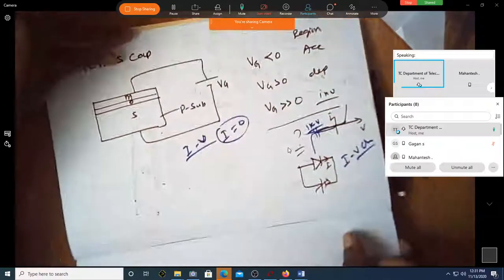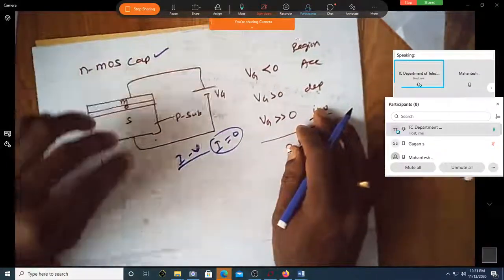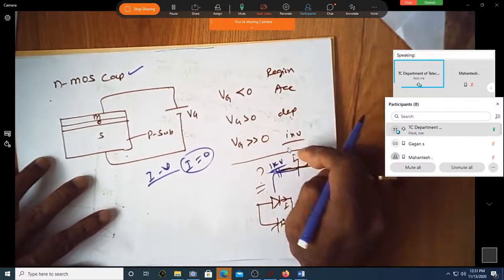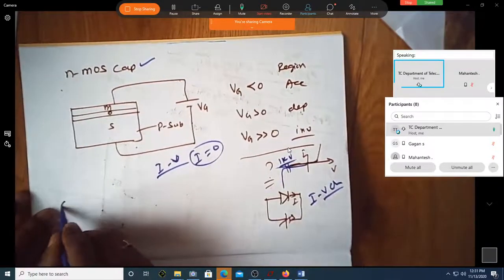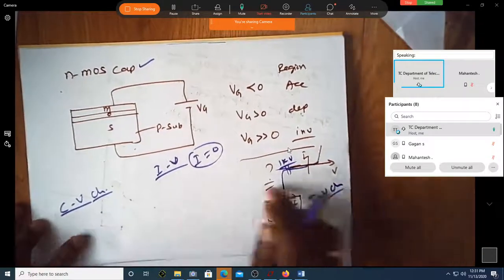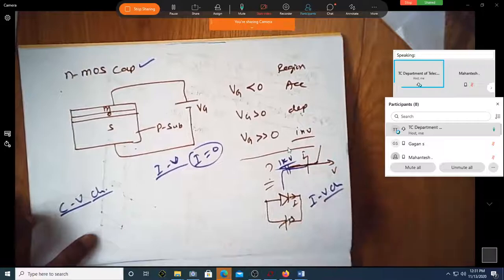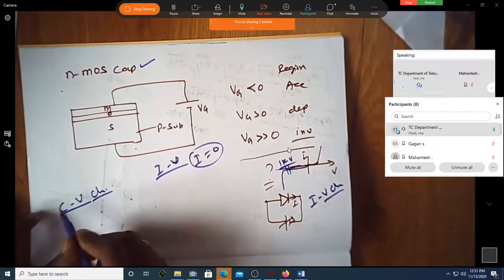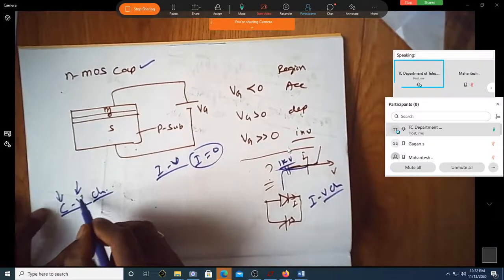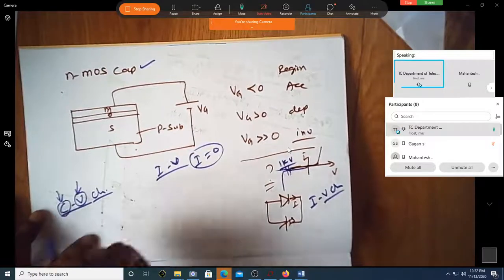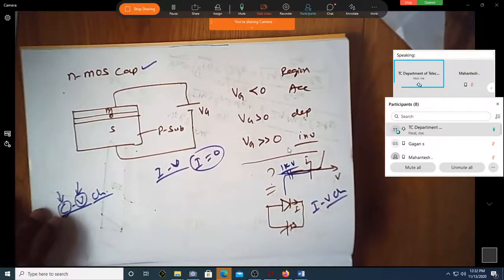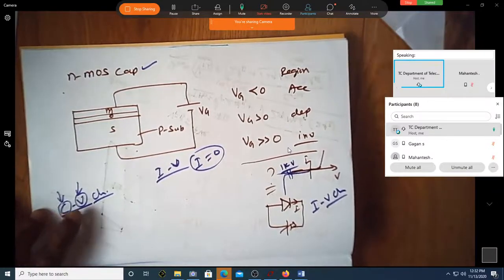Instead of that, to characterize a MOS capacitor, whether it is working properly with accumulation, depletion and inversion regions, we go for CV characteristics. This is analogous to IV characteristics in a diode or other circuits. Here you are measuring the capacitance against the voltage. For an applied voltage, what is the capacitance of this capacitor? We'll see how the capacitance varies with respect to the applied voltage.